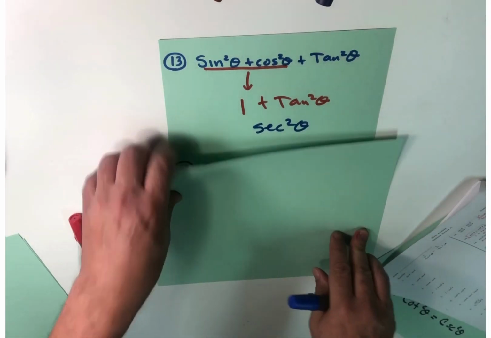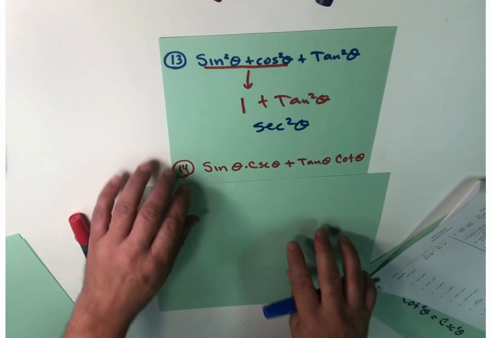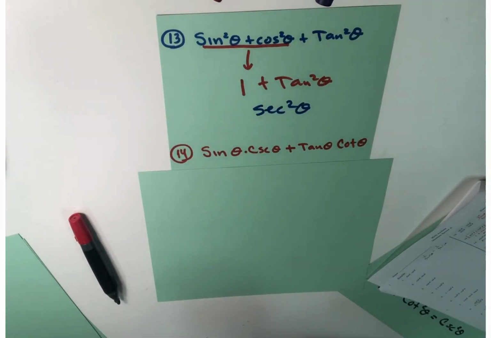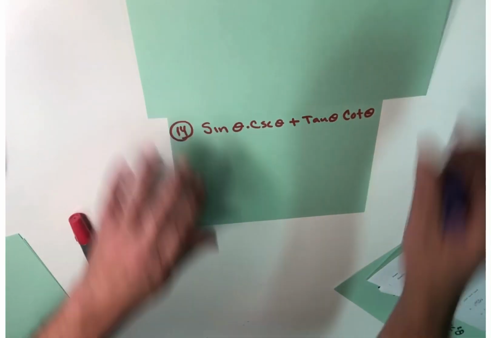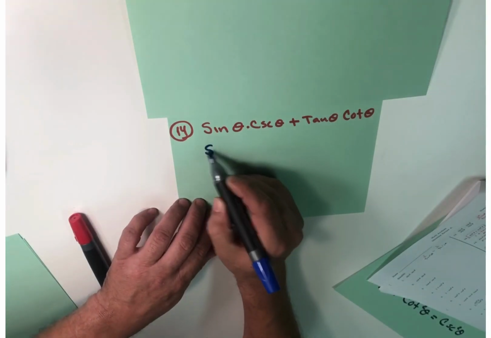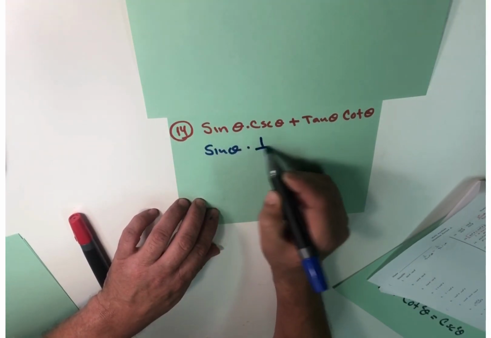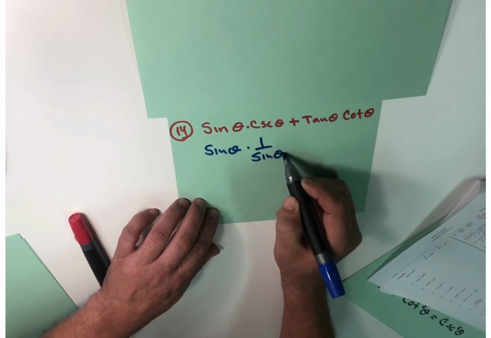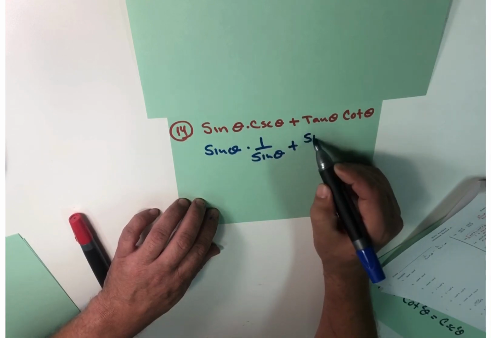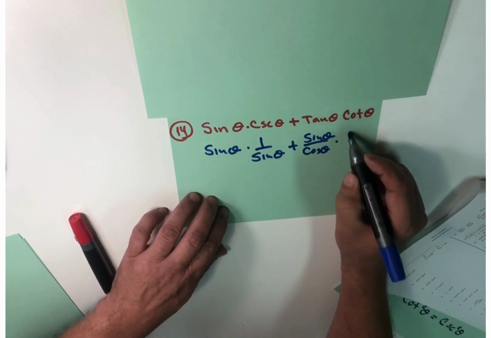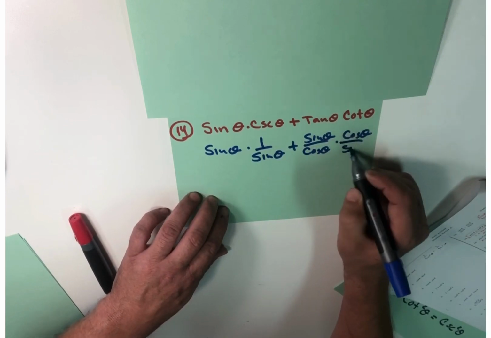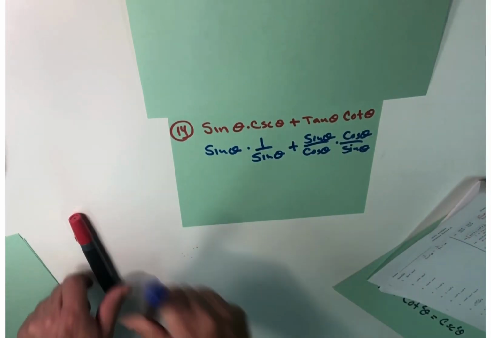Okay. Number 14. Now I have 4 expressions. So let me change everything to sines and cosines and see what happens. I'm going to begin by changing the cosecant of theta. So leave sine of theta alone. Change this to 1 over the sine of theta plus sine theta over cosine theta times cosine theta over the sine of theta.